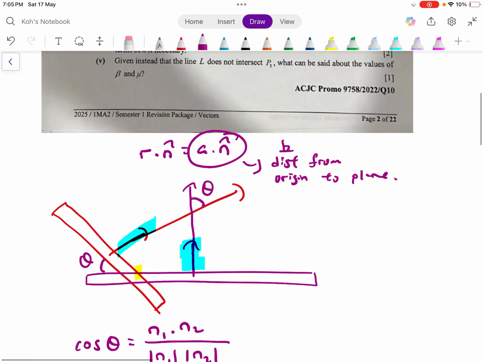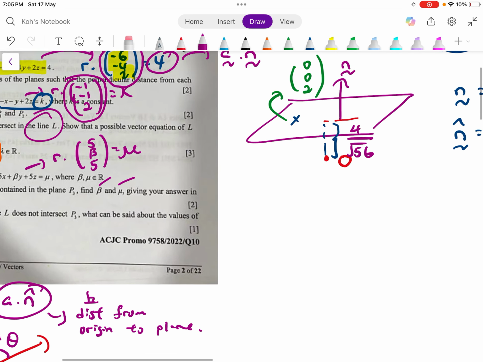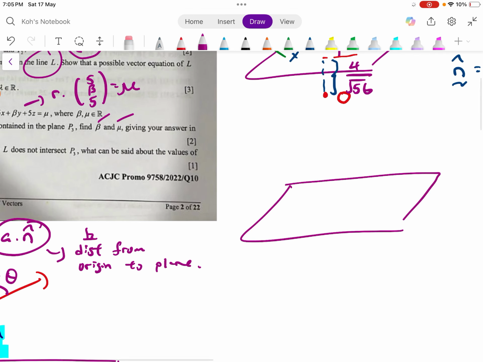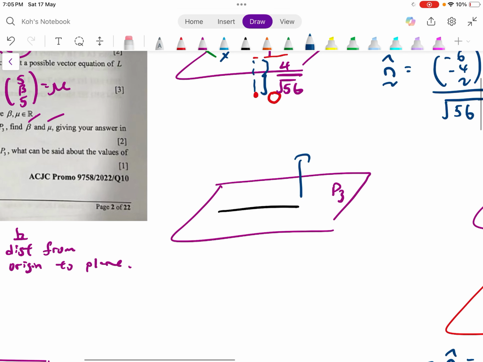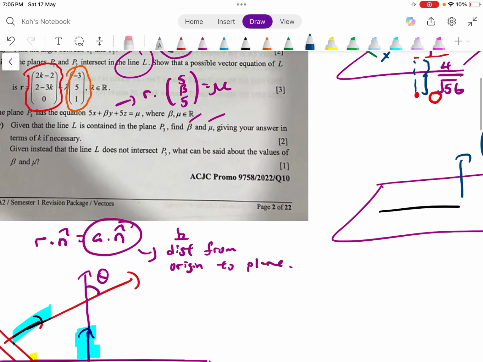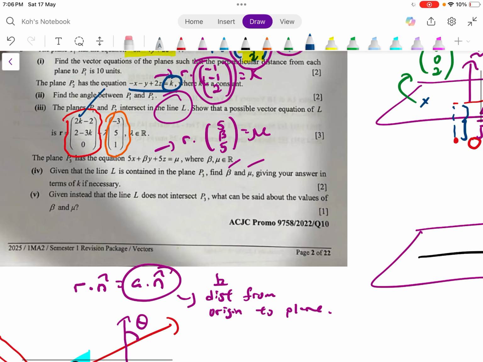Let me just draw this out first. Maybe I draw here. For example, this is the plane P3. Then there's a line. This line is contained in P3, meaning it lies on the plane. Then there's of course a normal vector, which you can get by converting to your scalar product. So it's 5 beta and 5. For this line equation, we already know there's a position vector, and of course a direction vector of negative 3, 5 and 1.